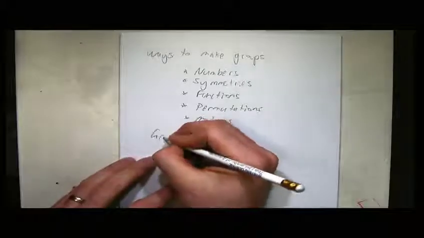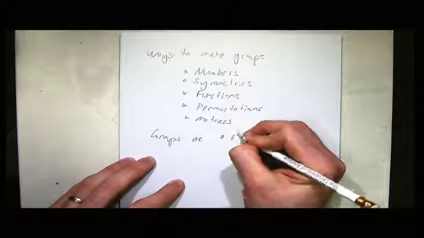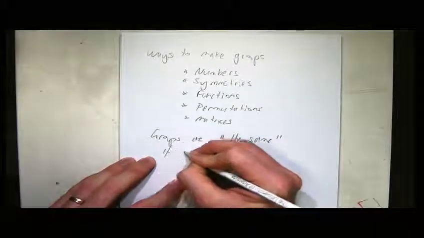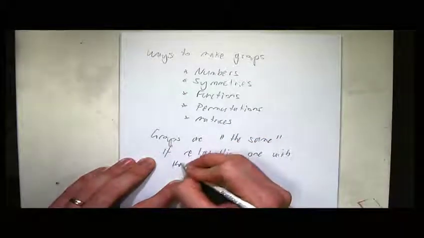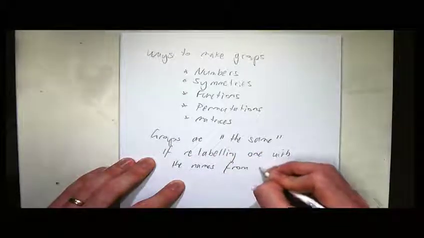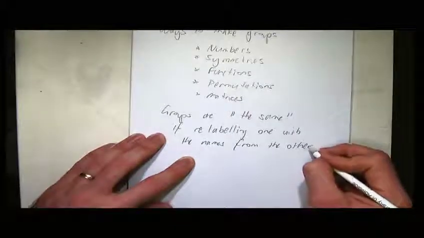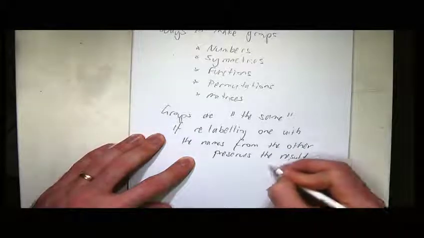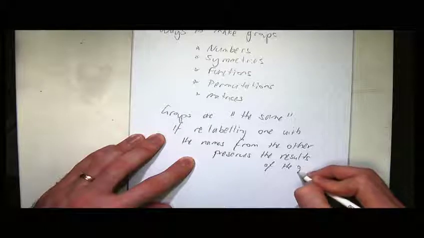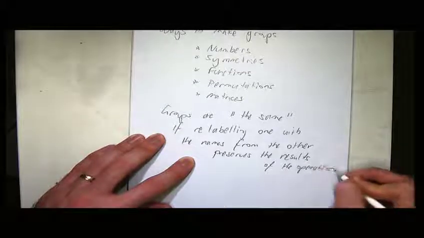So groups are the same. Relabeling one with the names of the other preserves all the results of the operation. That's my words way of saying it, that's not the definition, but groups are the same if you just change the names and all the multiplication still works exactly the same way. I just change the names. That's what an isomorphism is. It's that relabeling, it's the changing of the names.